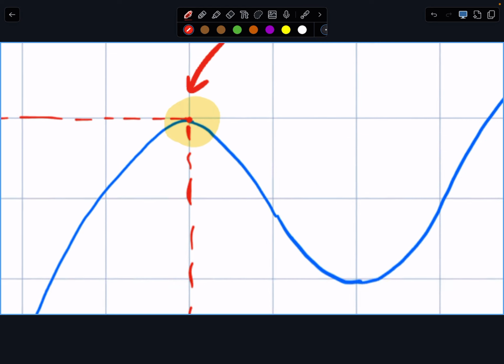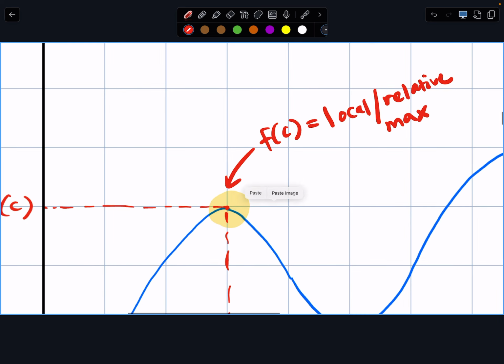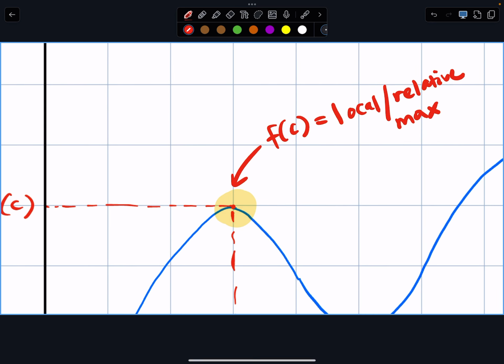Okay, before I go on to the next part. If we were to zoom in on the neighborhood of c comma f of c, do you see how this is the highest point in that neighborhood? So that's why we say there's a relative or local maximum that occurs at that point. You can create an open interval around that point and it would be the highest point with the largest function value. Good?